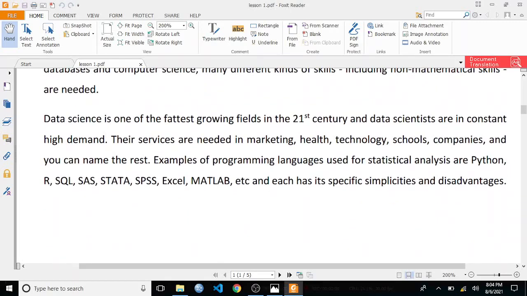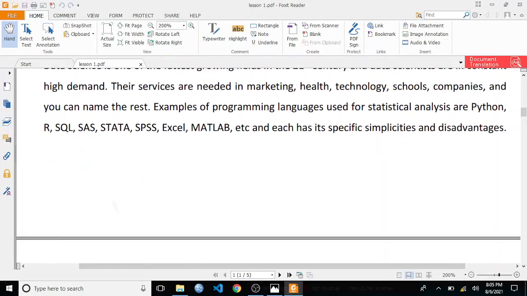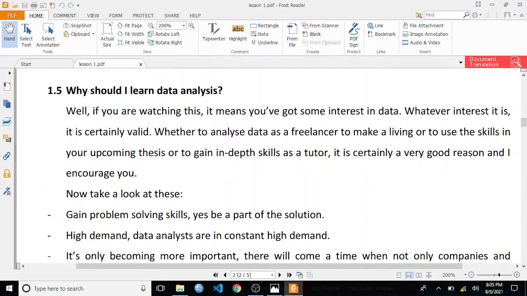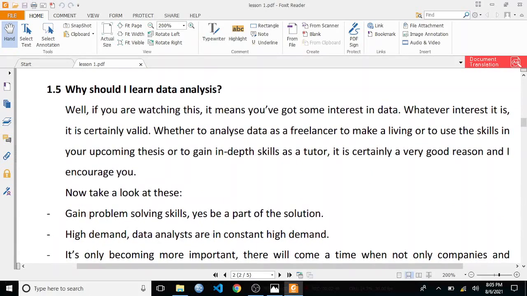Data science is one of the fastest growing fields in the 21st century, and data scientists are in constant high demand. Their services are needed in marketing, in health, in technology, schools, companies, and you can name the rest. Examples of programming languages used for statistical analysis are Python, R, SQL, Stata, SAS, SPSS, Excel, MATLAB, etc. And each has its specific advantages and some disadvantages. For example, some of them are not free, they're not open source, so you have to buy.